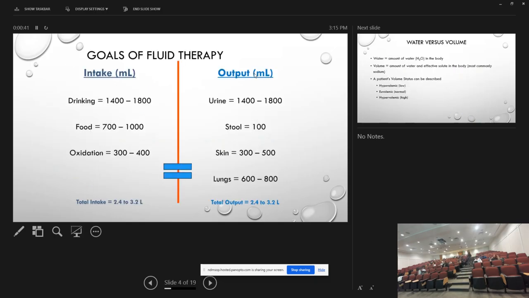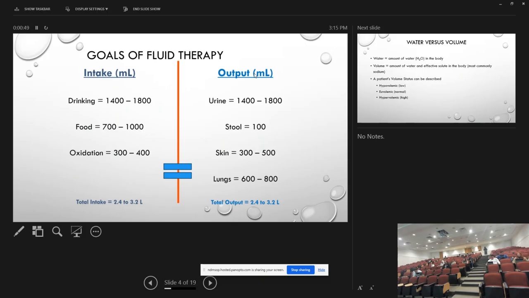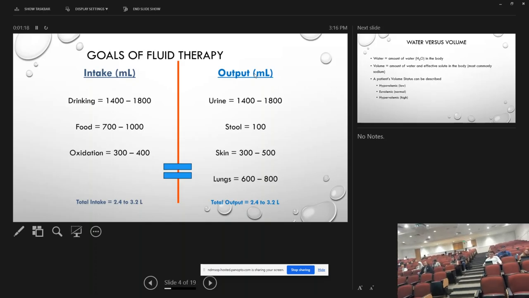So remember, the goal of fluid therapy: whatever you intake, whatever you drink, should come out, right? Those should remain equal in general. You're taking in about 1,800 mils of fluid every day in water or other fluid. As far as food, it's up to 1,000 mils of fluid in the food. Then oxidative processes, up close to 400. Output: urine output, 1,800 or so. Stool, about 100 mils of fluid lost.